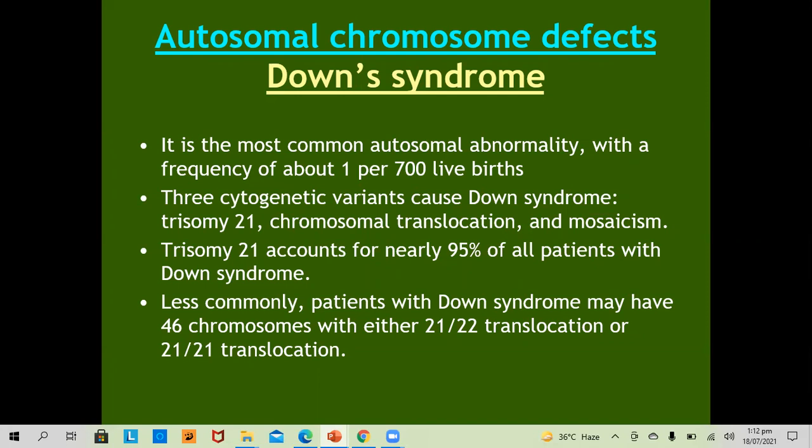It's quite common. Three cytogenetic variants cause Down syndrome, that is Trisomy 21, chromosomal translocation and mosaicism. Trisomy 21 accounts for nearly 95% of patients with Down syndrome. Less commonly, patients with Down syndrome may have 46 chromosomes with either 21-22 translocation or 21-21 translocation.